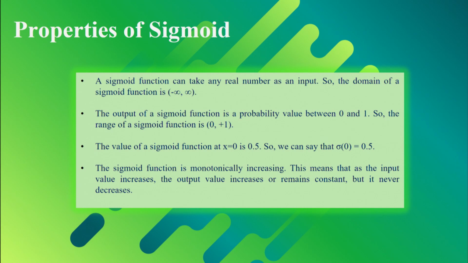Now, moving on to the different properties a sigmoid activation function can exhibit: the input is a real number, and the domain can be from minus infinity to infinity. The output values lie between 0 and 1, and the value of the sigmoid function at x equal to 0 is 0.5.